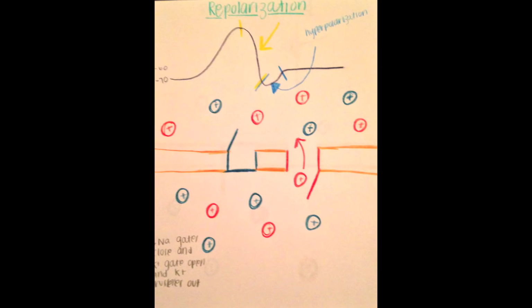Once the cell reaches its maximum potential, it enters repolarization. This is when the cell becomes more negative. In this phase, the sodium gates close and the potassium gates open. The potassium then rushes out of the cell rapidly. This is called an efflux. In some cases, more potassium can leave the cell than normal, and when this happens, it is called hyperpolarization.